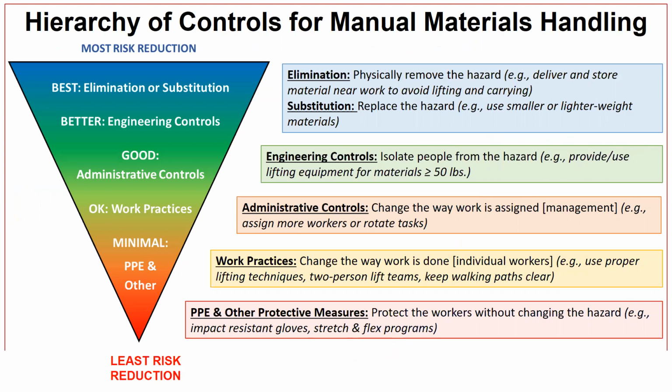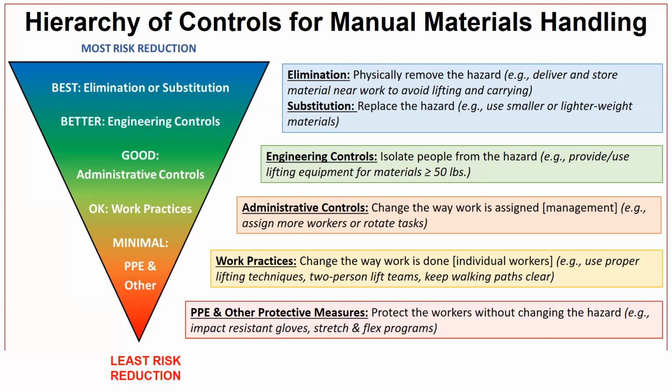This slide shows the most effective way to reduce risk. There are a number of solutions and controls, but some reduce the risk better than others. The types of controls at the top of the triangle are the best, while the controls at the bottom are the least effective. Eliminating the hazard or substitution that reduces the hazard in the task are the best controls. Engineering controls generally use equipment to reduce risk.